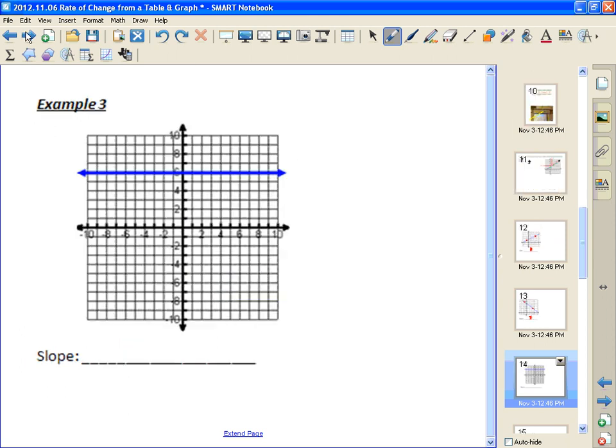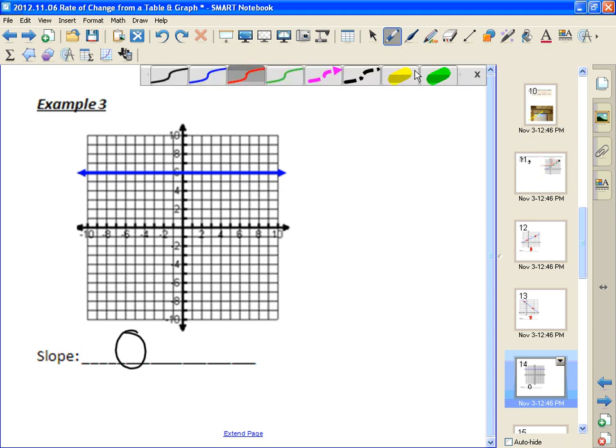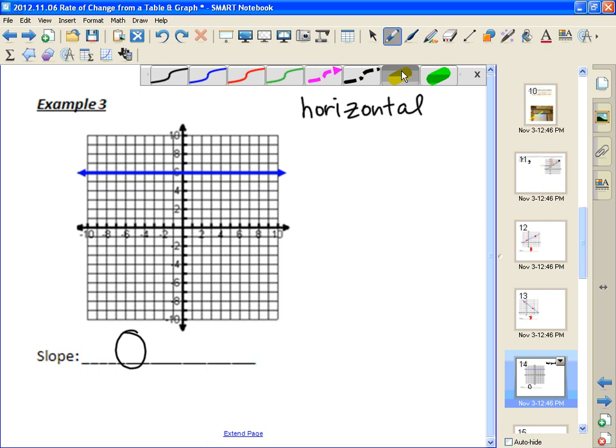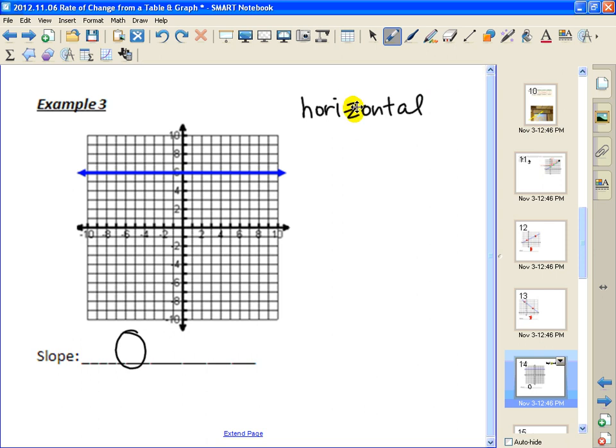Okay, then on example 3, I have a line which is horizontal. So anytime you have a horizontal line, that means it has a slope of 0. And one of my good teacher friends taught me this little trick. If you write the word horizontal, because you can realize that it's a horizontal line, see how the word horizontal has a z in it?